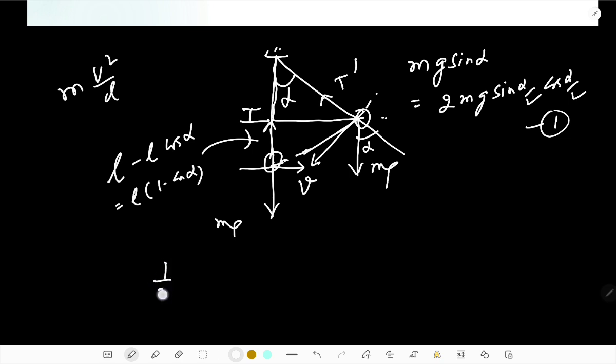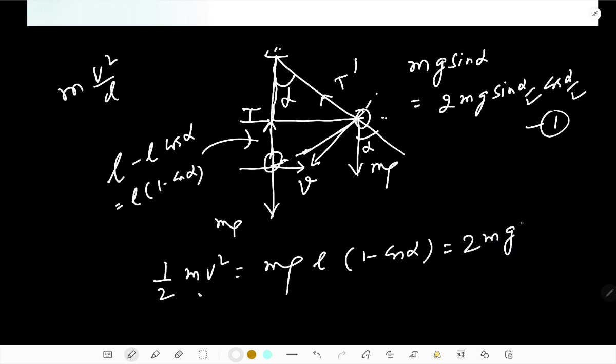Mechanical energy conservation means half m v square equals mgL into (1 minus cos alpha), that is mgh. At the loss of this much kinetic energy, it gained this much potential energy. And I would like to write some trigonometry, that will be 2 mgL sine square alpha by 2. Isn't it correct? Of course it is. 1 minus cos alpha is 2 sine square alpha by 2. So I wrote something like that.